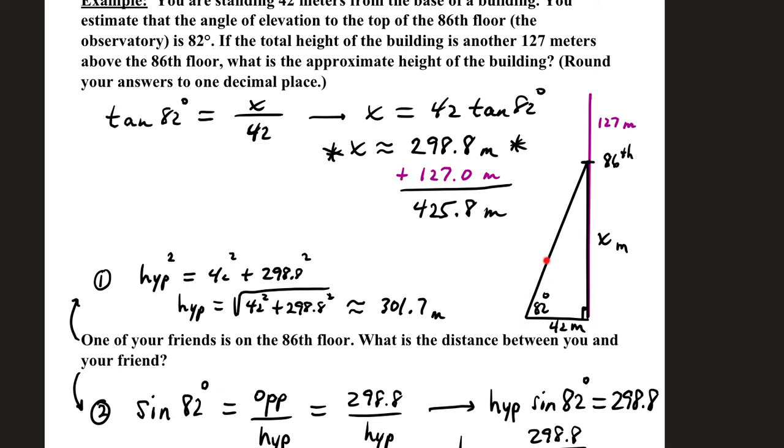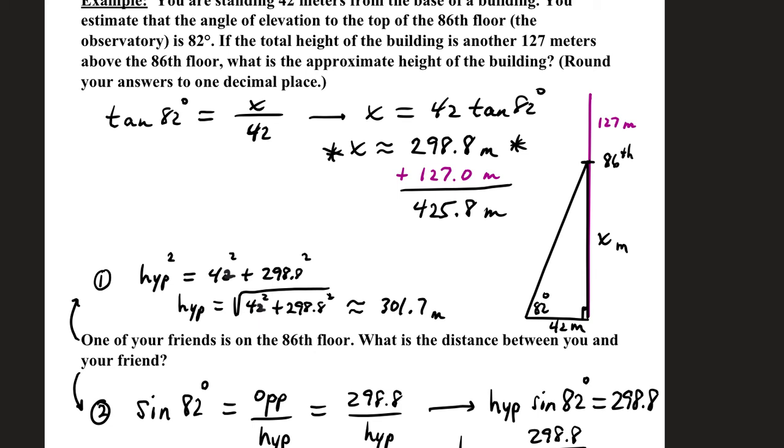So we now have a hypotenuse to find. We do have x. That was 42 tangent of 82, which was approximately 298.8 meters. We can get our hypotenuse using either trig or Pythagorean theorem. This part labeled with a number 1 is what we did in class using Pythagorean theorem. Leg squared plus leg squared, 42 squared plus 298.8 squared, is equal to our hypotenuse squared. So our hypotenuse is equal to the square root of all that. Let me fill that 2 in a little better. There we go. Sometimes the ink gets lost in translation when I convert these to a PDF. Okay, so the square root of the legs squared and added together is approximately 301.7 meters.